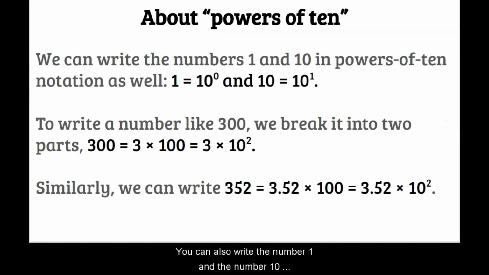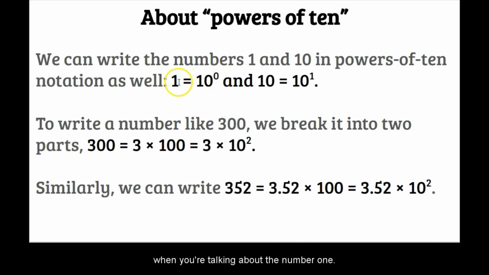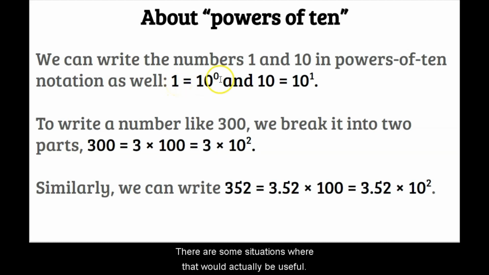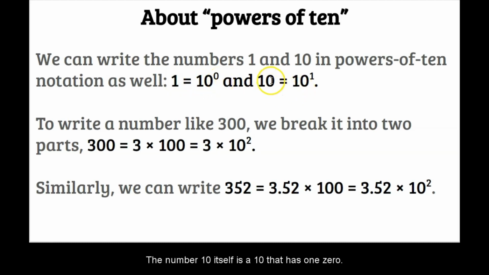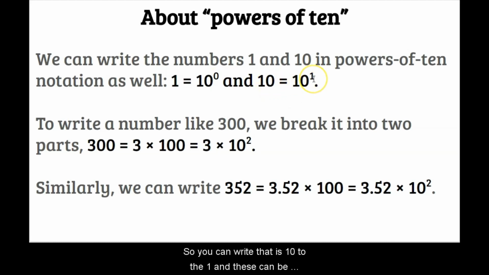You can also write the number 1 and the number 10 in the same format. So for example, a 1 is a 10 with no zeros. It's just the 1. And so you can actually say 10 to the 0 when you're talking about the number 1. There are some situations where that would actually be useful. The number 10 itself is a 10 that has 1 zero. And so you can write that as 10 to the 1. And these can be useful in rare circumstances.